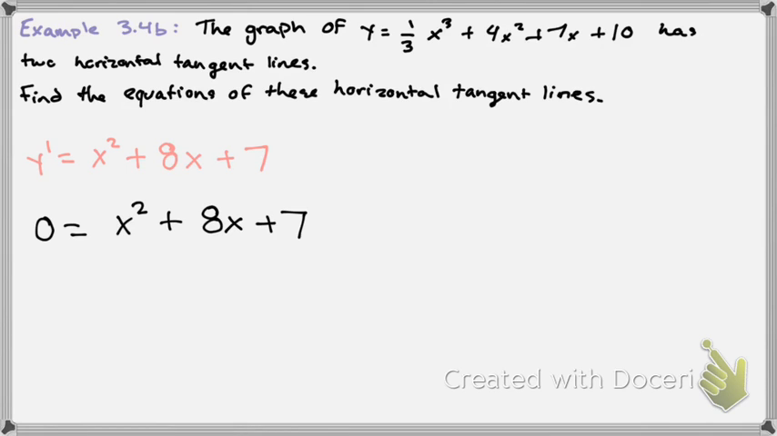Okay, and now how do we solve this? Well, I'm going to try and factor it. So we have the x's. How do we factor this? Well, you're going to have the 7 times 1, plus and plus.